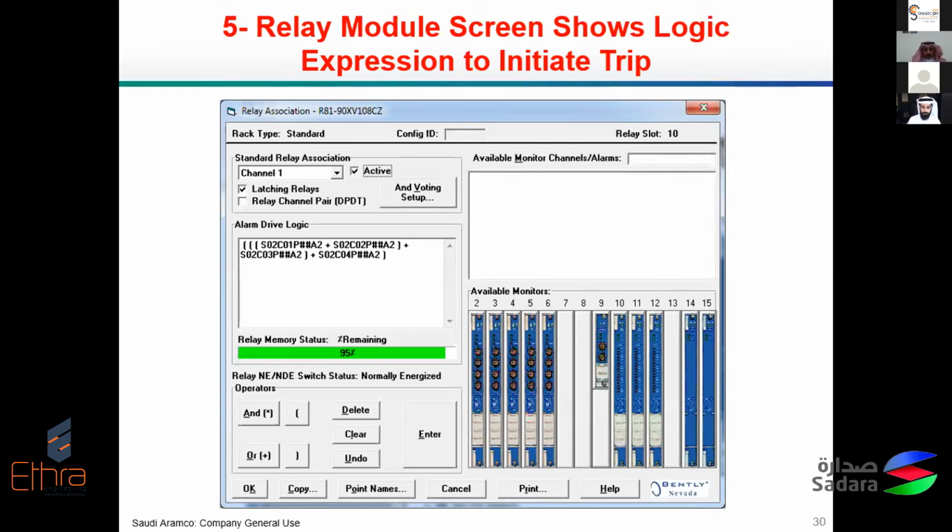So now we have the last 2 configurations, which are going to be covered by my colleague Ali Hawaj. Ali, the floor is yours. Please comment if you have any comments on the previous slides.